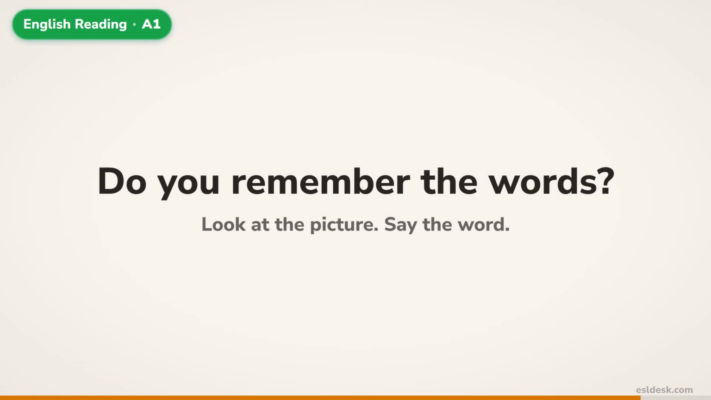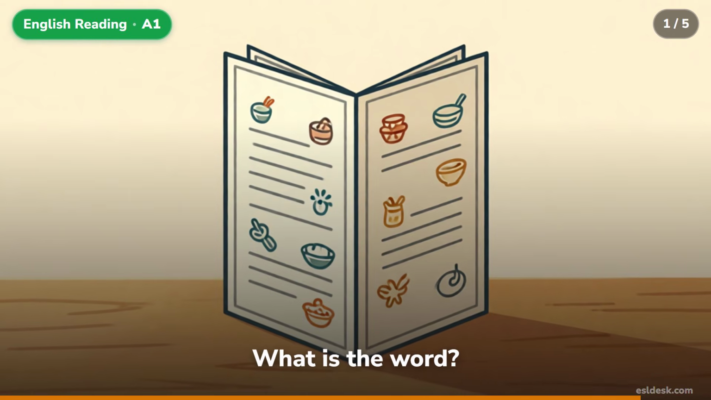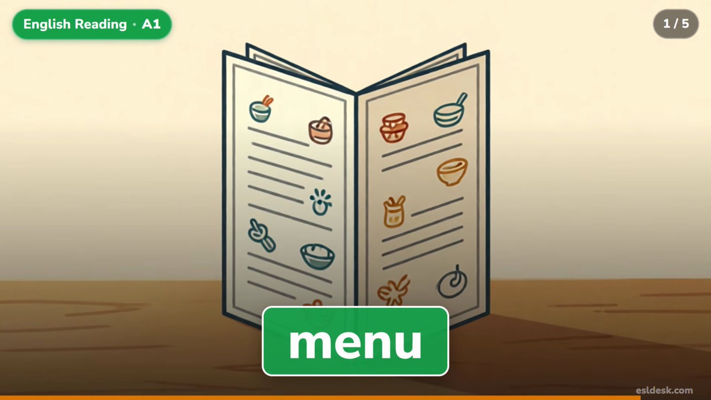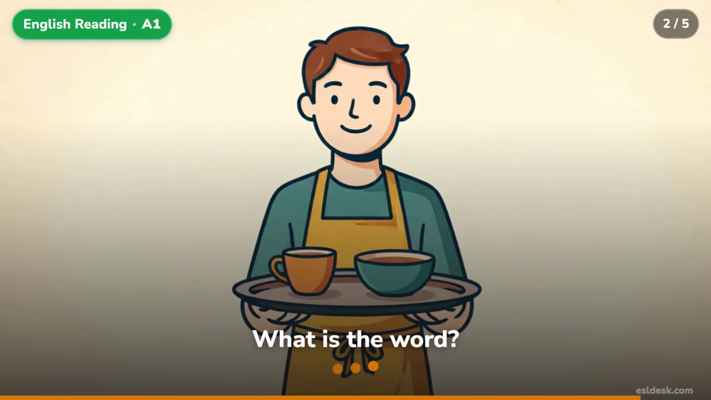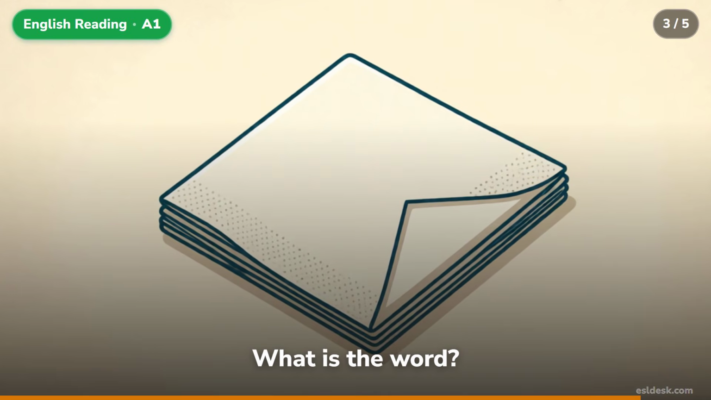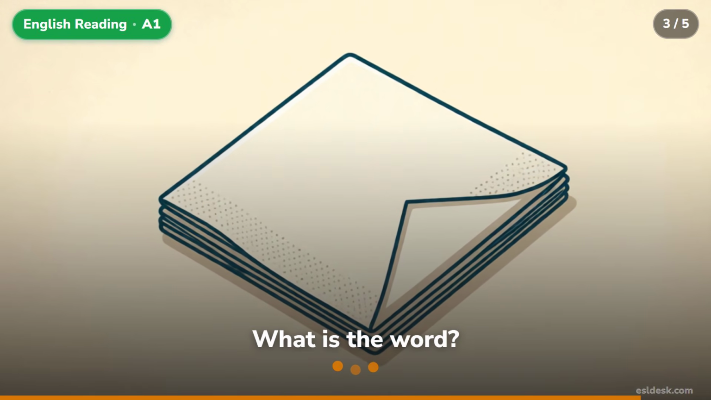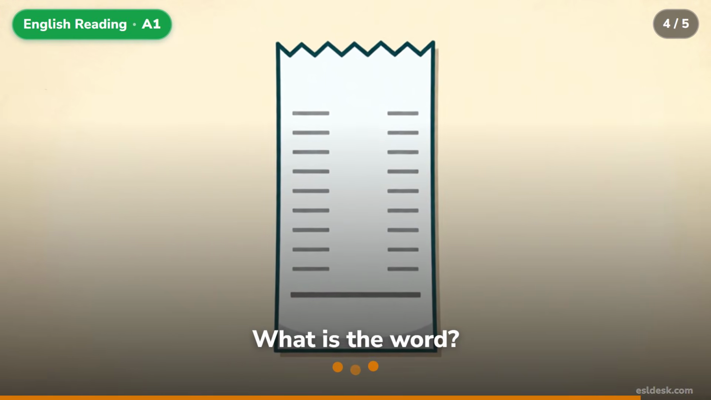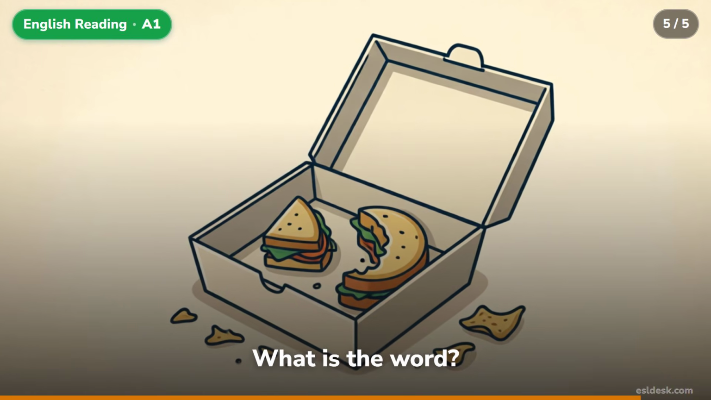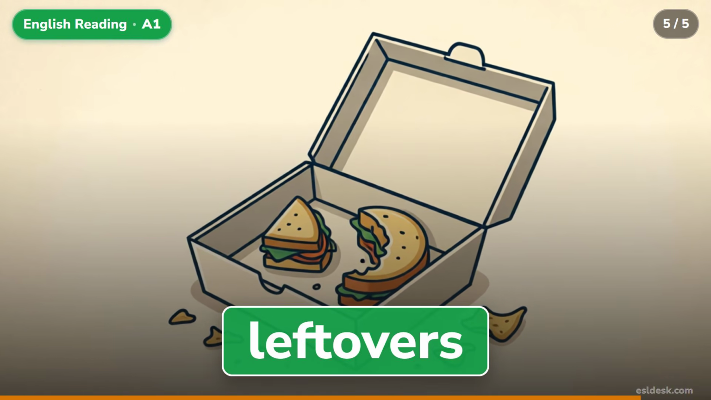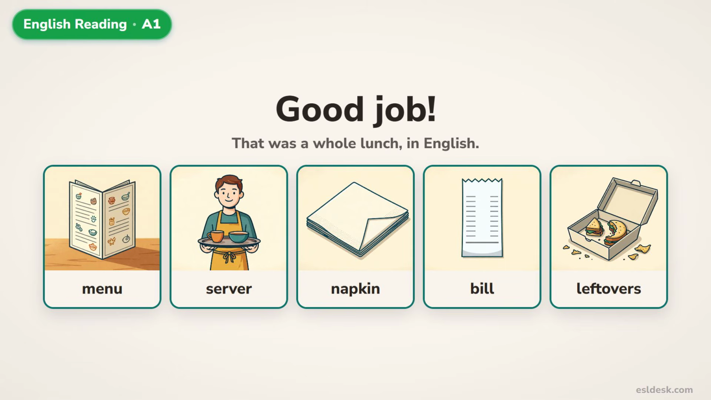Do you remember the words? Look at the picture and say the word. What is the word? Menu. What's the word? A server. What word is this? Napkin. What is the word? Bill. What's the word? Leftovers. Good job! That was a whole lunch in English.